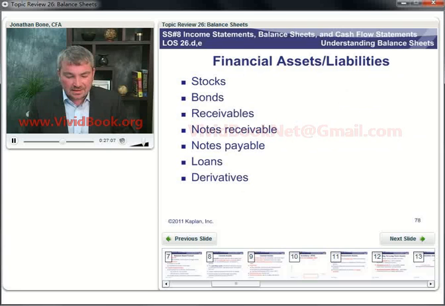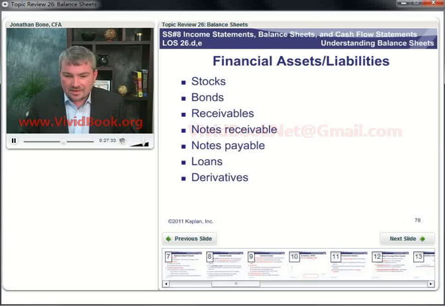Financial assets and liabilities. Let's have a little look at these. So these are equity that we hold in other companies, bonds that we hold in other companies, notes receivable, or not notes receivable, they're just short-term interest-bearing forms of accounts receivable, really. Notes payable are just short-term interest-bearing forms of debt, loans, and derivatives.